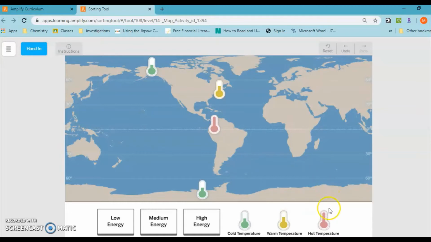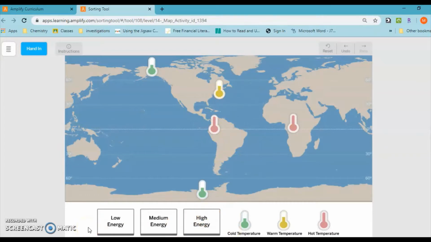Yeah, right, like in South America and in Africa, we would have hotter temperatures, right? That's where I know that in Africa, that's where our deserts are. That's where we have a lot of tropical areas. And here in South America, too, we have a lot of tropical areas where it's warm.